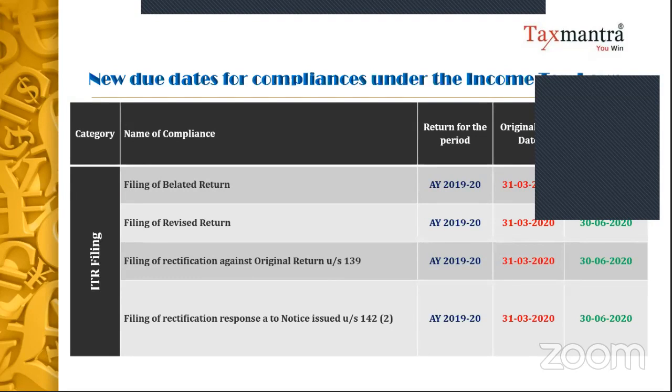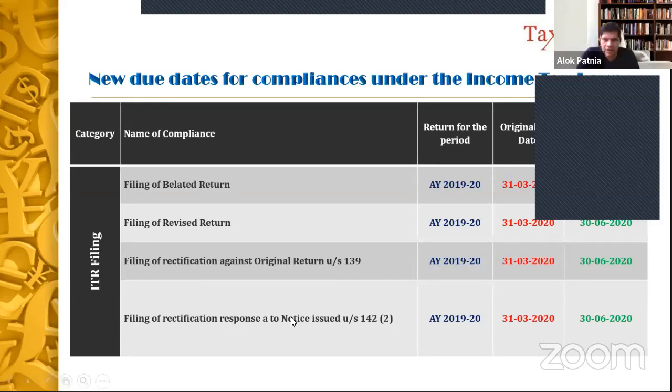You can file the belated return, or you can revise, or rectify your income tax return for the financial year 1819 by 30th June, which was earlier 31st of March. So the earlier date for this was 31st of March. The new date is that till 30th of June you can actually go and file the return, right? Okay, correct.